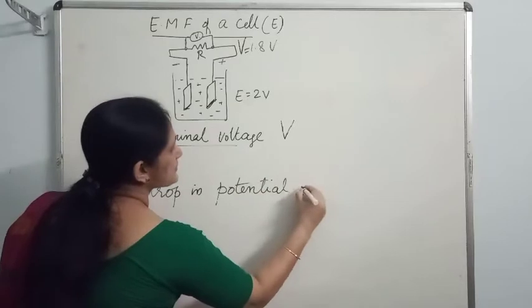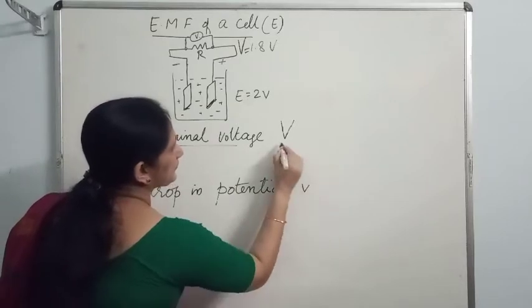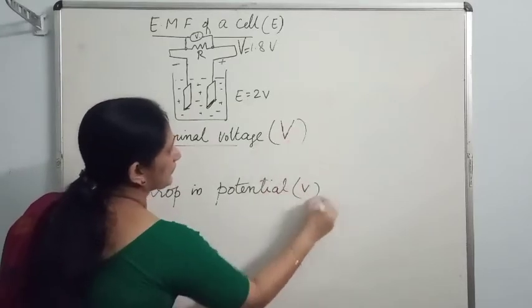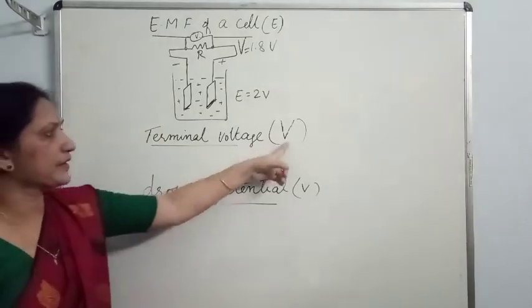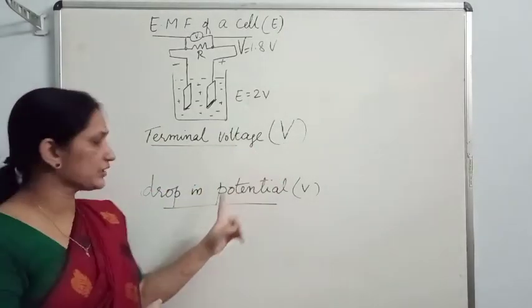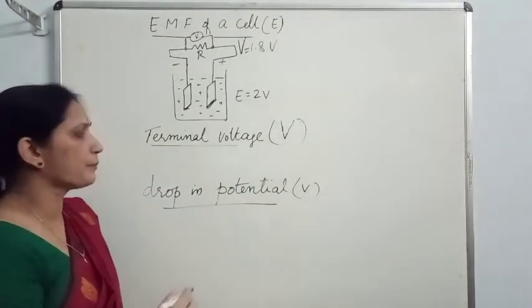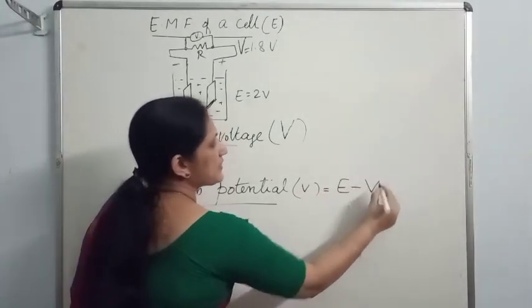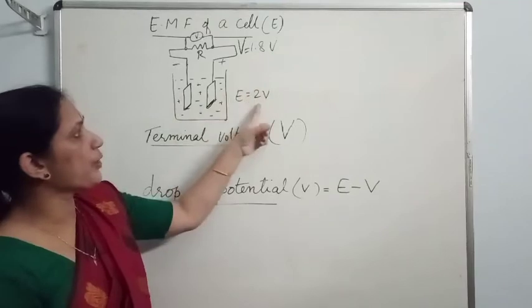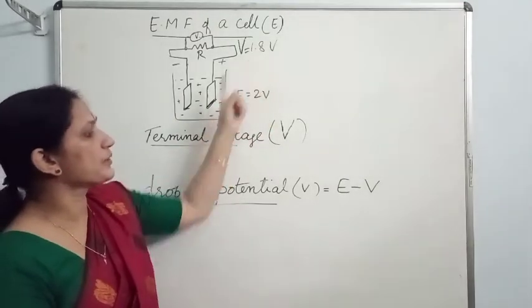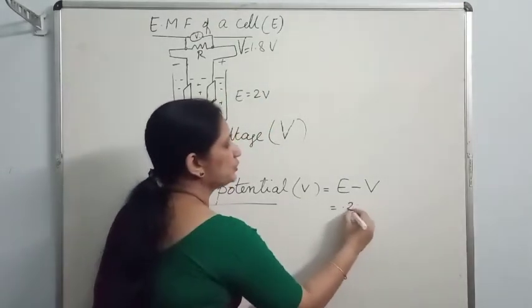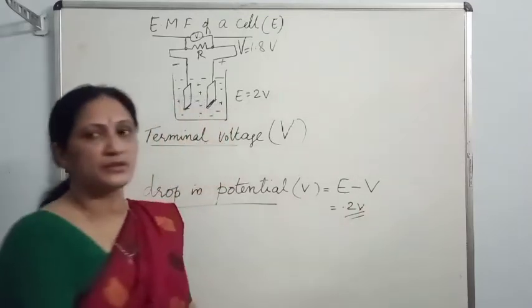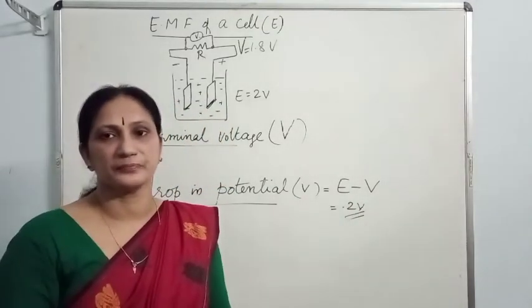And its symbol is small letter v. Capital letter V is used for terminal voltage, small letter v is for drop in potential. So drop in potential is actually E minus V. So here the drop in potential is 2 minus 1.8, that is 0.2 volt. Drop in potential happened.